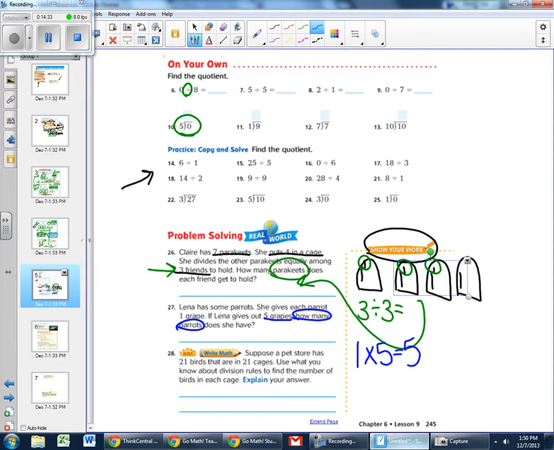Okay? The other way you can think about that is the opposite. She gives each parrot 1 grape. She gives out 5 grapes. So here's 1 parrot, 2 parrots, 3 parrots, 4 parrots, 5 parrots. Okay. So how many parrots does she have in all? This should have been 1 grape, 2 grapes, 3 grapes, 4 grapes, 5 grapes. So how many parrots does she have? 5 parrots.